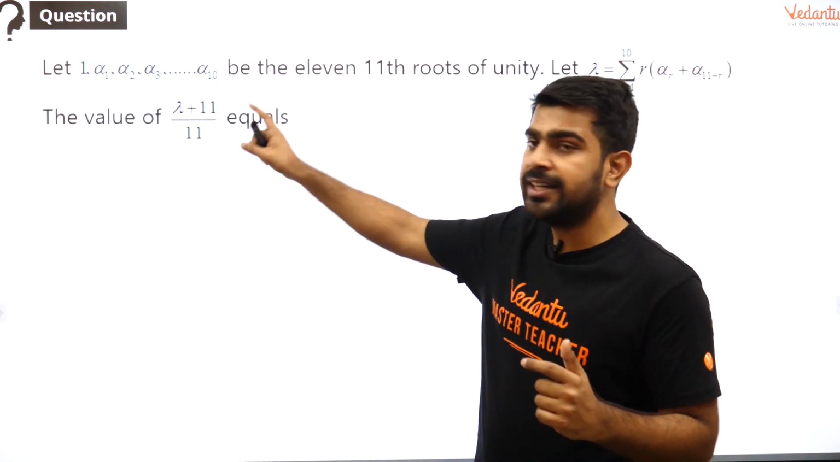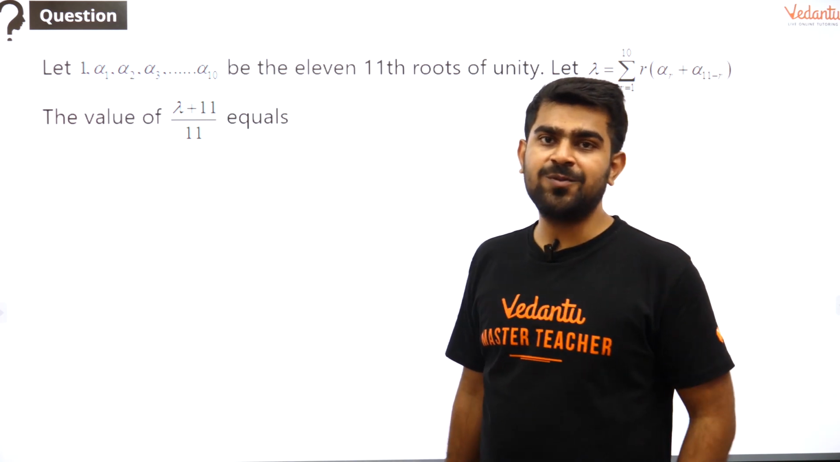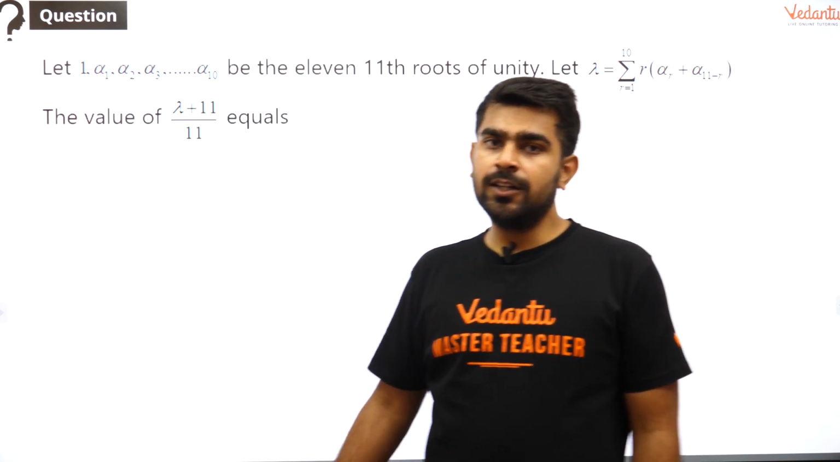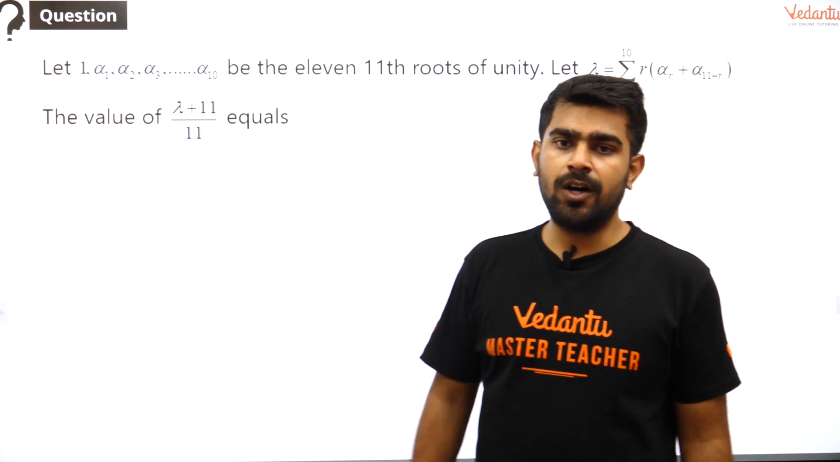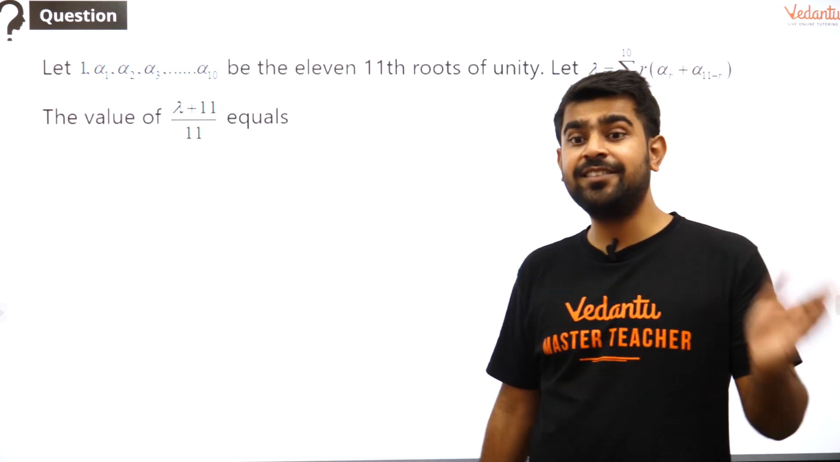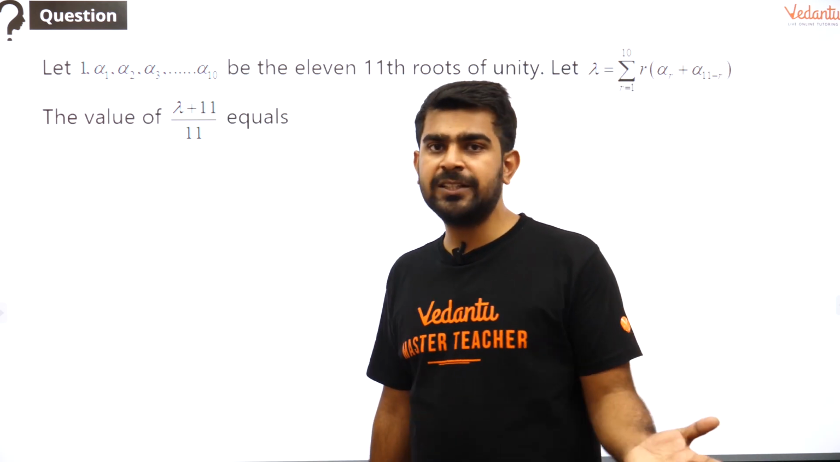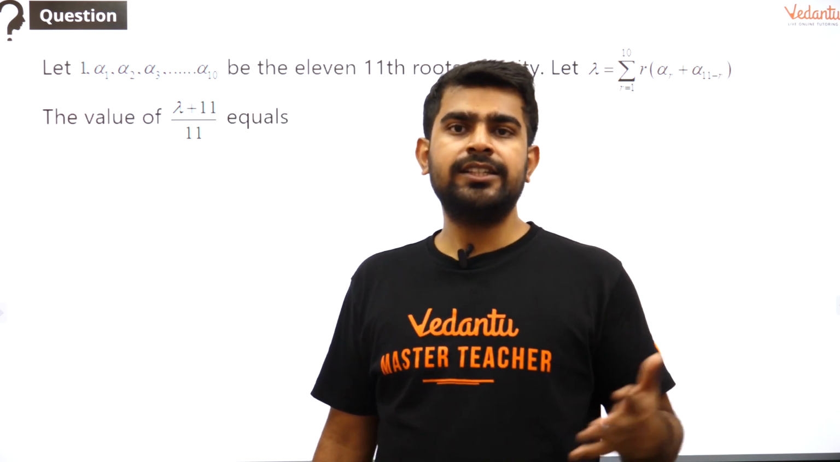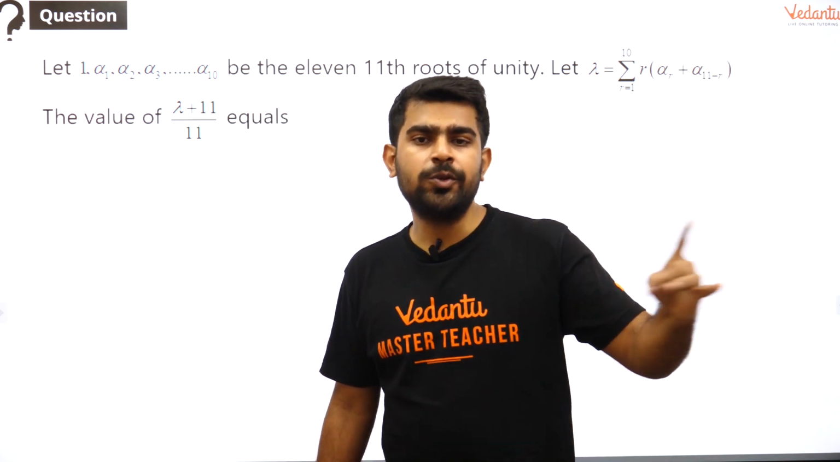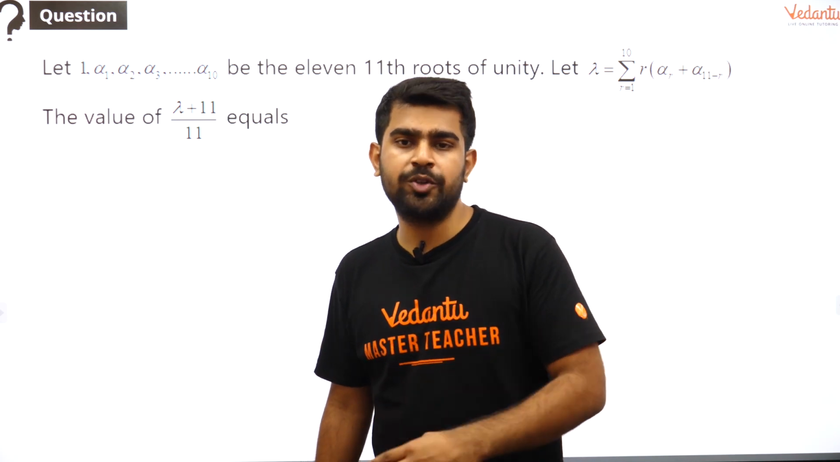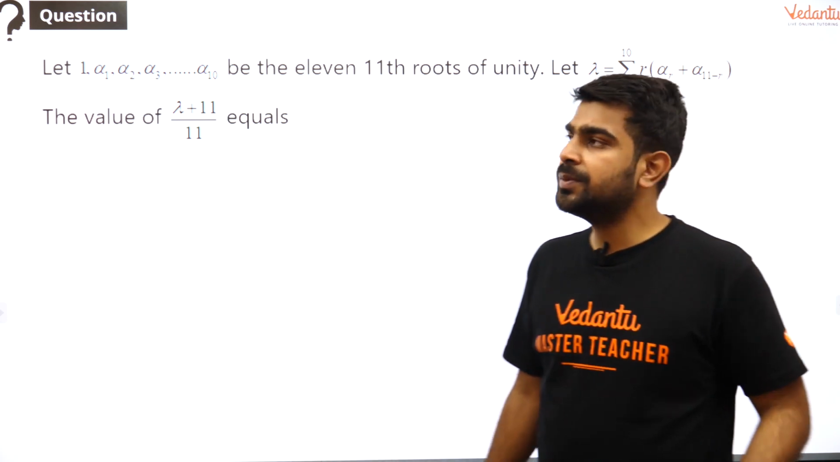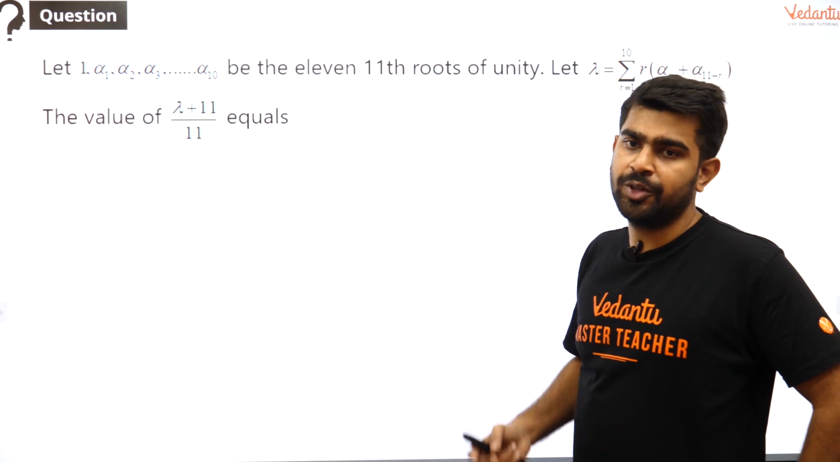Here you have 1, alpha 2, alpha 3 till alpha 10 to be the 11th roots of unity. For example, z cube is equal to 1. You have 3 roots, right? 1, omega and omega square. They are called the cube roots of unity. Something similar to that, you have 11th roots of unity.